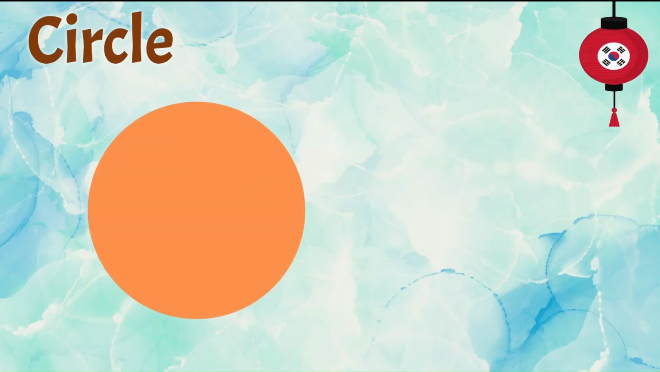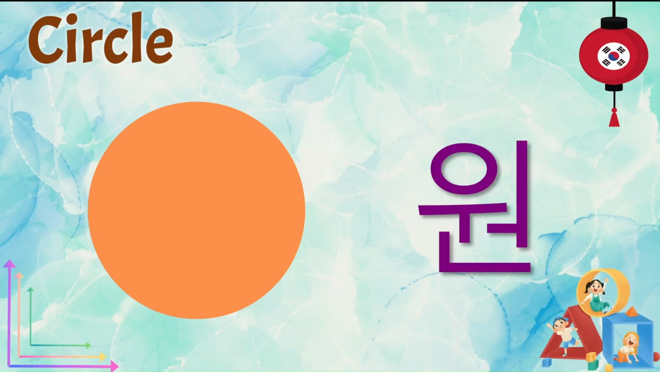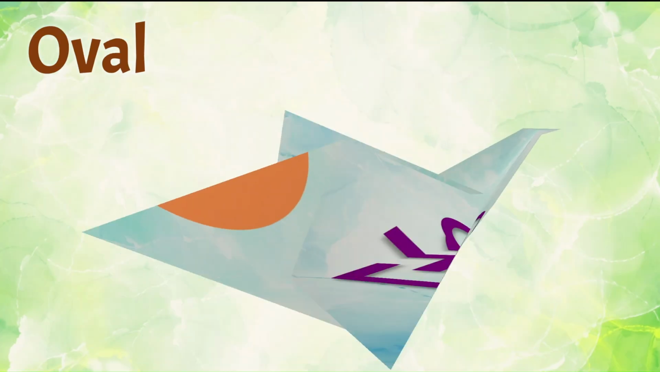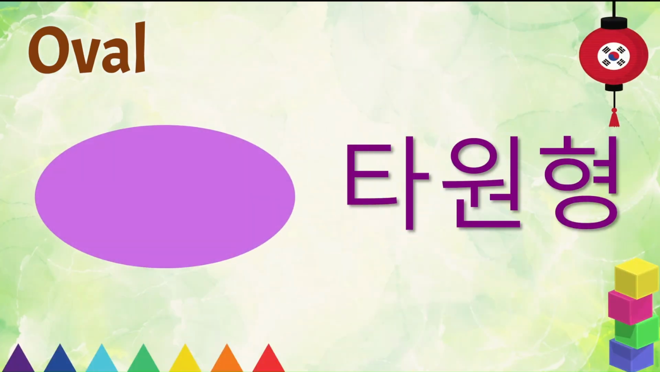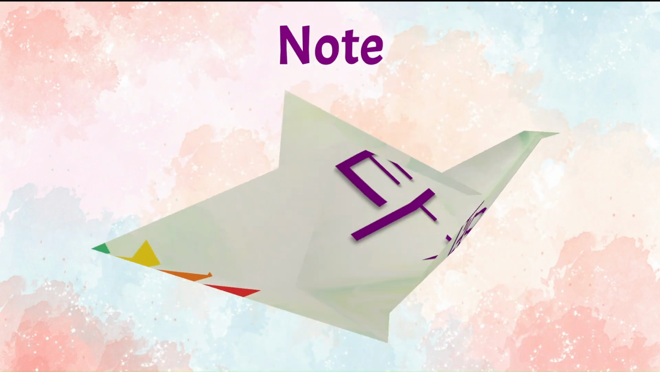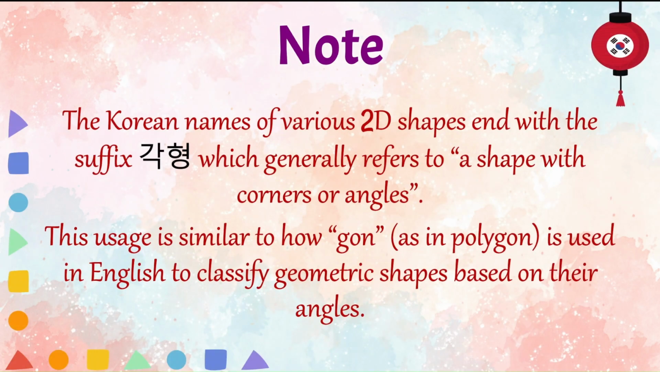So, the Korean word for circle is won. This is very easy. One syllable word, won. Okay. Now let's see how to say oval in Korean, and it is taweonhyeong, taweonhyeong. Now comes a very important note before we learn more 2D shapes in Korean.